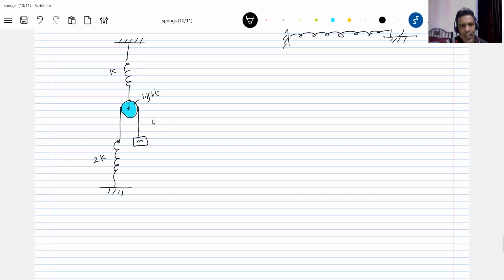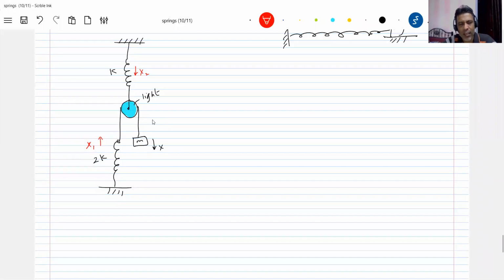So what you do is, let the displacement of the block be X. You pull down the block by X. Then let this spring be elongated by X1, and let this spring be elongated by X2. We can compare like this. Assume that only the spring 2K is there. Then if the block moves by X, let it be elongated by X1.